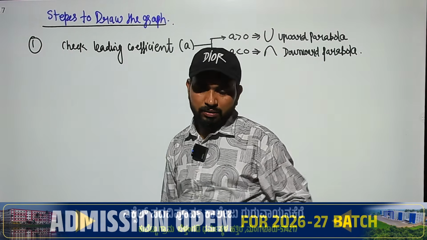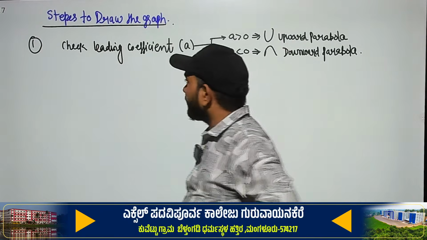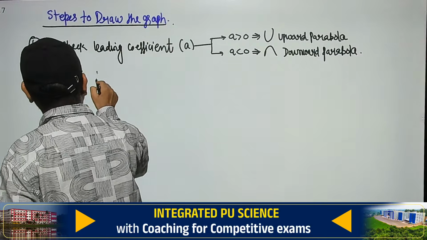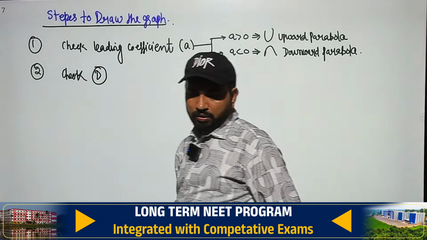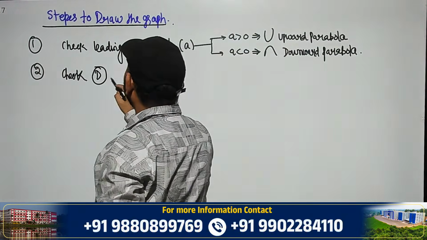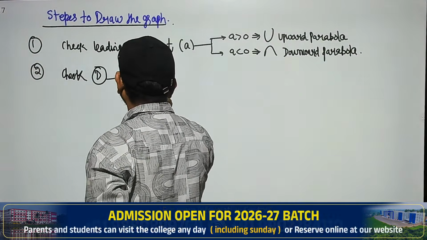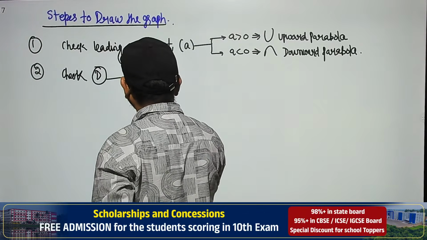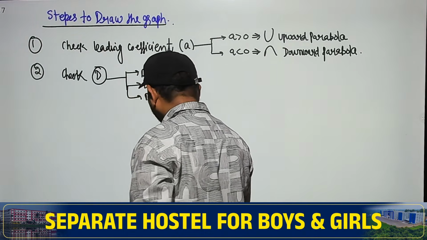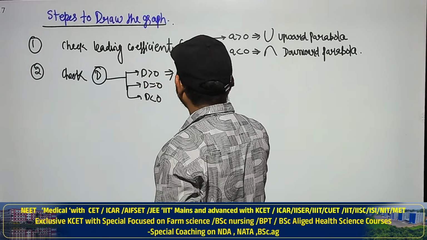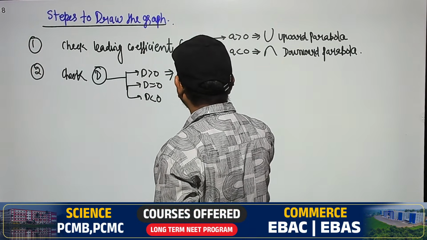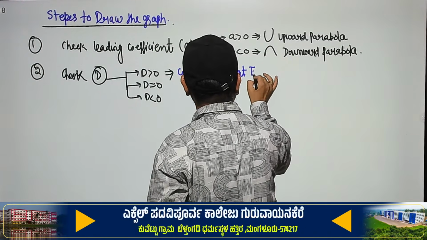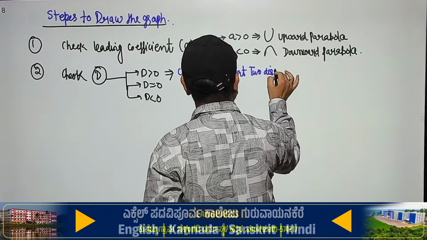First concept is this. Second step is check D. D means: if D is positive, D is equal to 0, or D is negative. Positive means the graph cuts the x-axis at two distinct points.